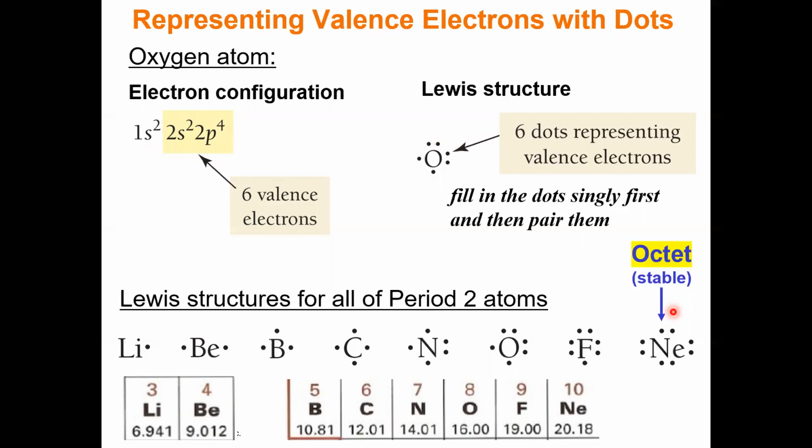Notice that our noble gases, our group 8, have a full octet already. 1, 2, 3, 4, 5, 6, 7, 8 electrons. This octet is the most stable of our different Lewis structures.